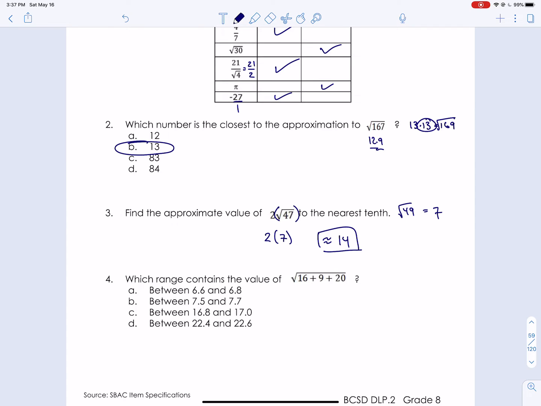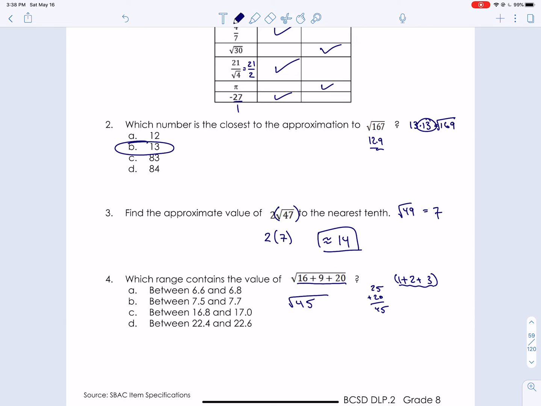Okay, number 4. So we need to estimate and then choose the number that's going to be between. So this is interesting. The square root looks a lot different. We have some numbers that we're adding. So let's do that first. It's just like order of operations when we have parentheses and a bunch of stuff inside the parentheses. We have to add that all up first. So square root, and then we just add those numbers together. So 16 plus 9, okay, that's 25, right? Plus 20 is 45. So it's going to be the square root of 45.